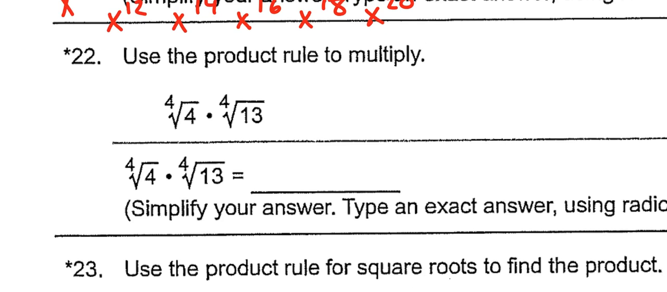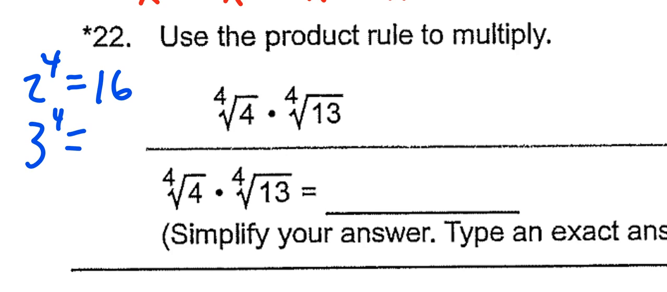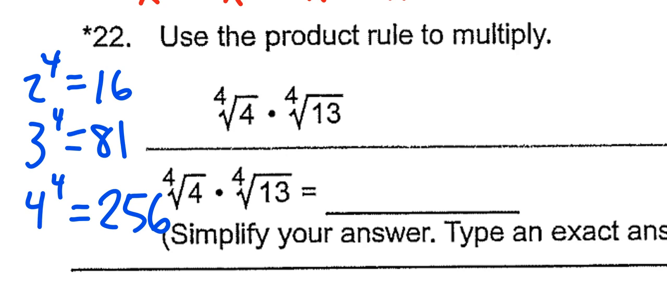Okay, 22. Now we're dealing with perfect fourths. Let me write out a list of perfect fourths. So 2 to the fourth is 16. 3 to the fourth. Anybody know 3 to the fourth? That would be 9 times 9. 81. 4 to the fourth. That would be 16 times 16. 256. You can see that the list grows fast.